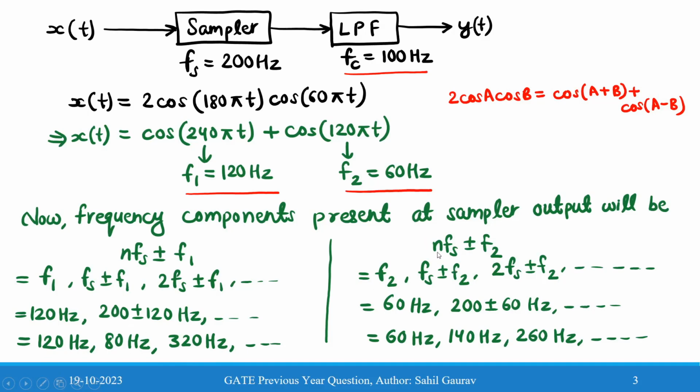For the other part, the frequencies will be f2, Fs plus minus f2. We will get 60 Hz and 200 plus minus 60 Hz. Similarly here we have not taken 2Fs plus minus f2 because these will anyhow be greater than the cutoff frequency of the low pass filter. Therefore the signals having frequencies 60 Hz, 140 Hz, 260 Hz, and so on will be present at the sampler output.